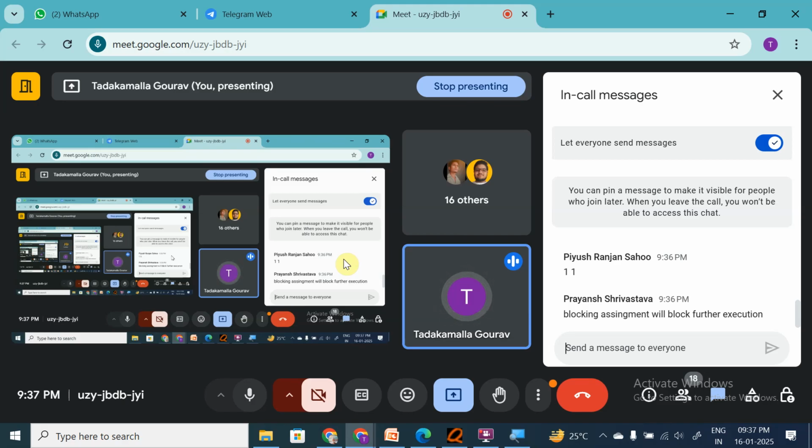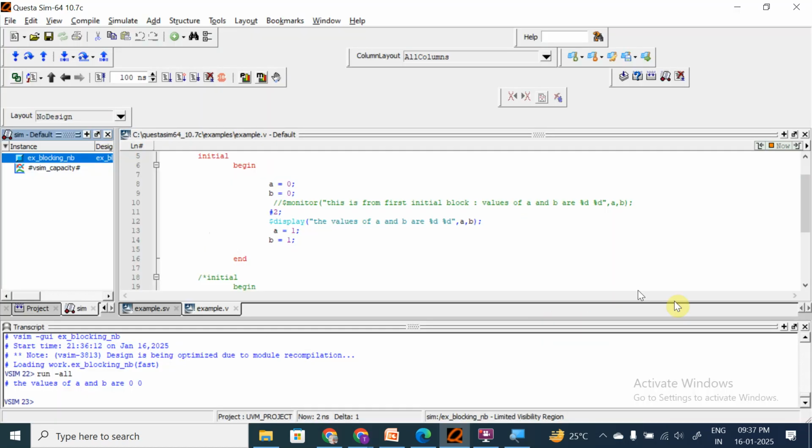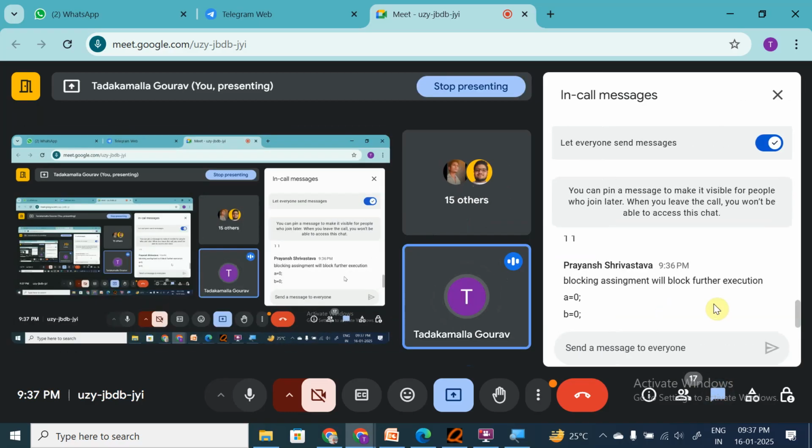In what context you have given this particular statement? Blocking assignment will block further execution. I didn't get you. A is equal to 0, B is equal to 0, everything has happened, and #2 $display we have used. And after that, A is equal to 1, B is equal to 1. So we have used $display before A is equal to 1 and B is equal to 1. Before the assignment, we have used the $display. So that's why we are getting the previous values, A is equal to 0 and B is equal to 0. Is it clear?